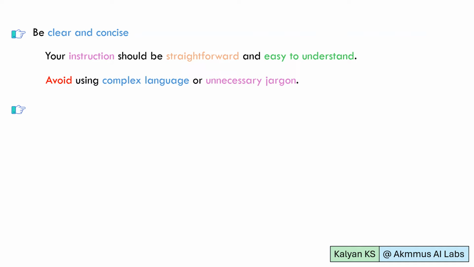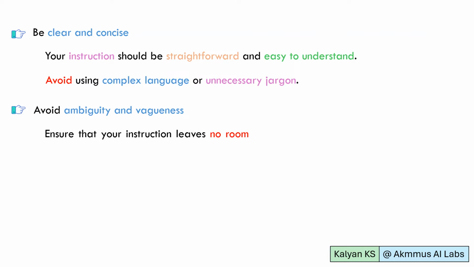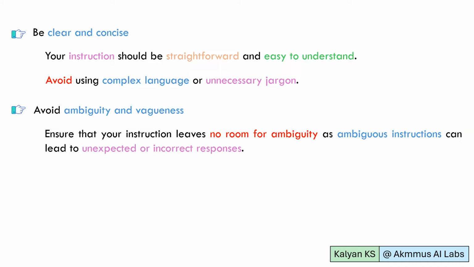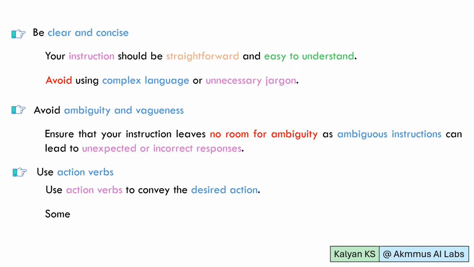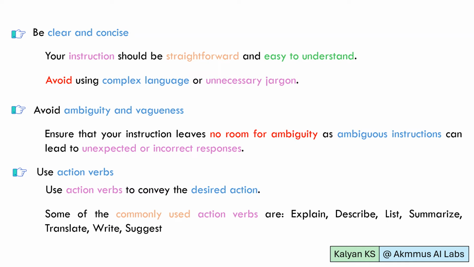The second is, avoid ambiguity and vagueness. Ensure that your instruction leaves no room for ambiguity, as ambiguous instructions can lead to unexpected or incorrect responses. The third one is, use action verbs. Use action verbs to convey the desired action. Some of the commonly used action verbs are explain, describe, list, summarize, translate, write, suggest, classify, complete, generate, etc.